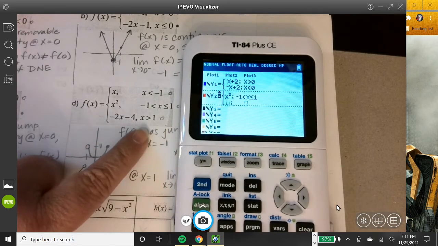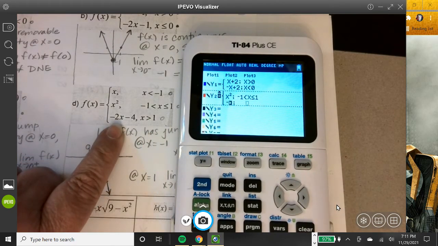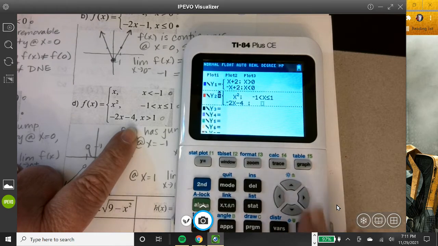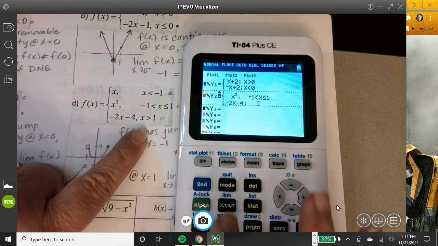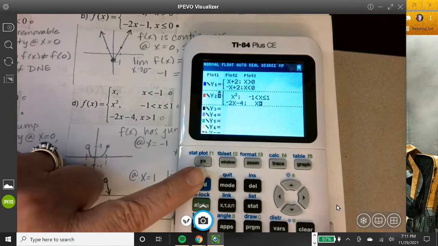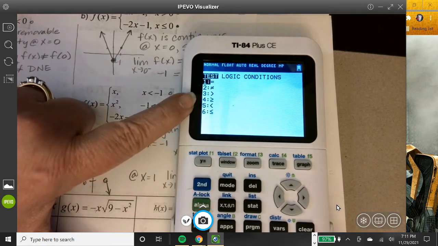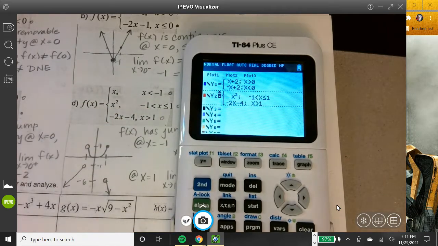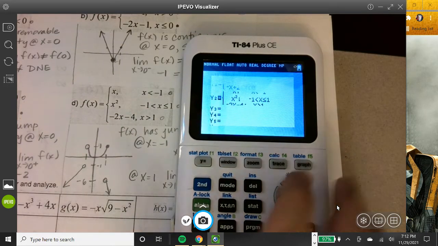Okay, and then we're going to go to the last branch, which is, last piece of the branch, -2x minus 4. And I'm going to hop to the condition, which is x is greater than 1. So we're going to go second test, greater than is 3, and then we're going to put 1 here, press enter, and then we're going to graph it.